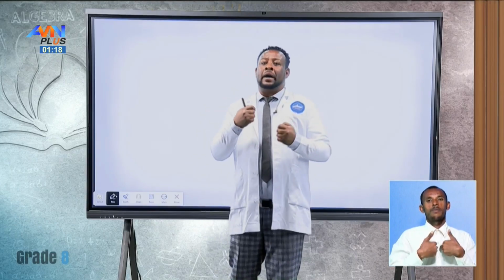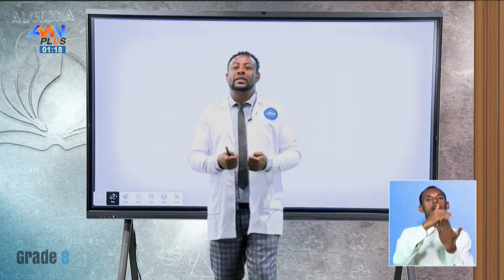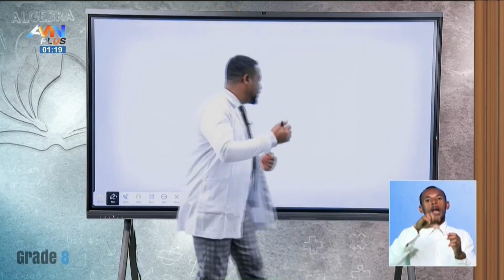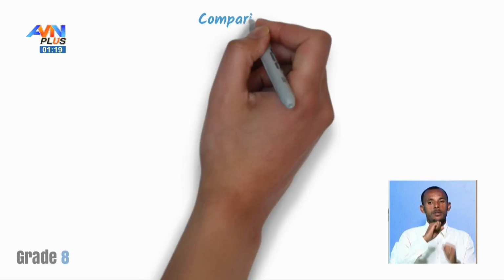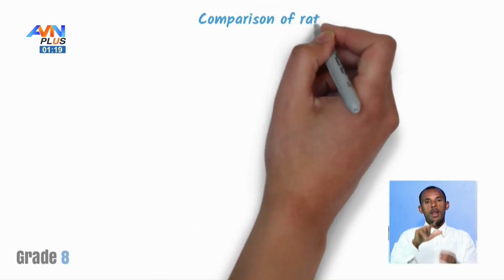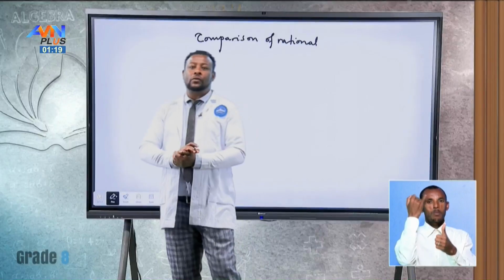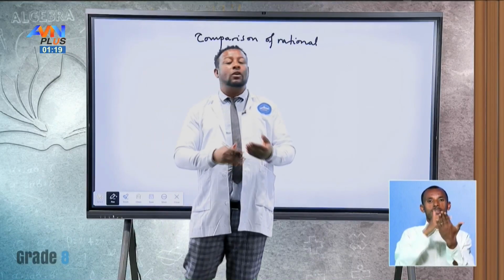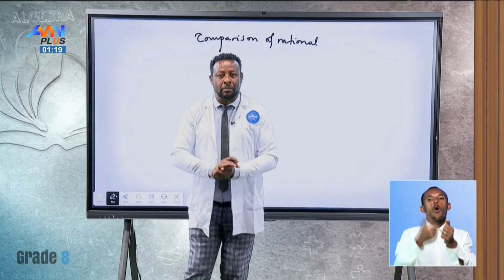We presented the concept of absolute value in the previous lesson, okay? So in today's lesson, we will see the comparison and ordering of rational numbers, okay? Comparison of rational numbers. So the first point of discussion for today's lesson is comparison of rational numbers. Then after, we will see ordering of rational numbers, okay?